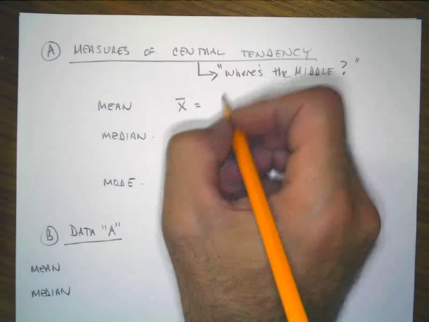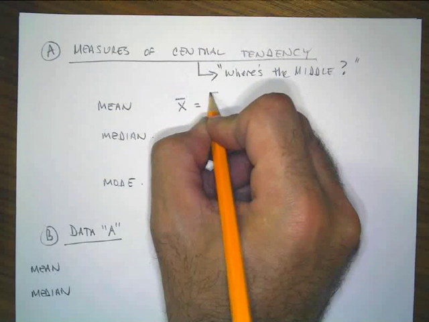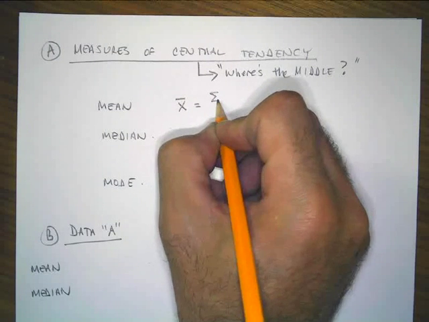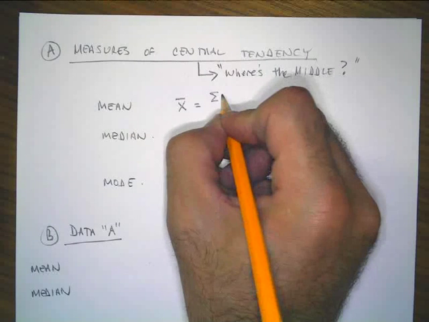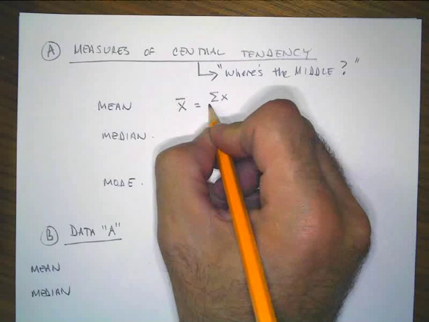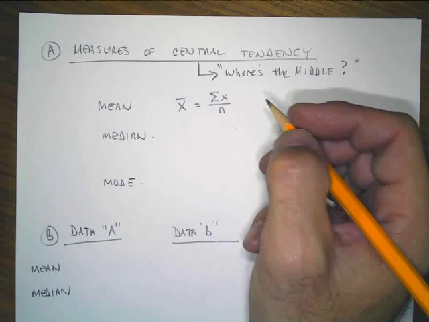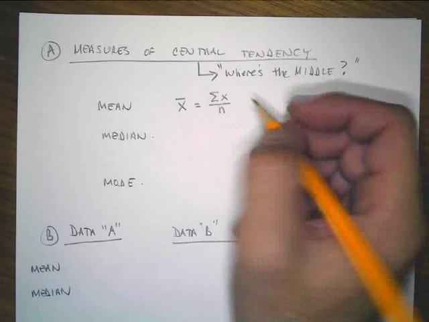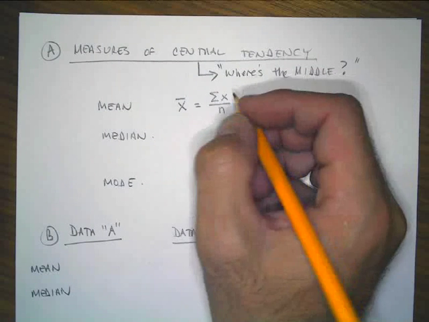And the way that we represent this mathematically is with the Greek letter sigma, which stands for sum or add them all up, and then x, which are all the data values, and then we divide by n, which stands for however many data values there are. And I'll show you how that works in our example below.